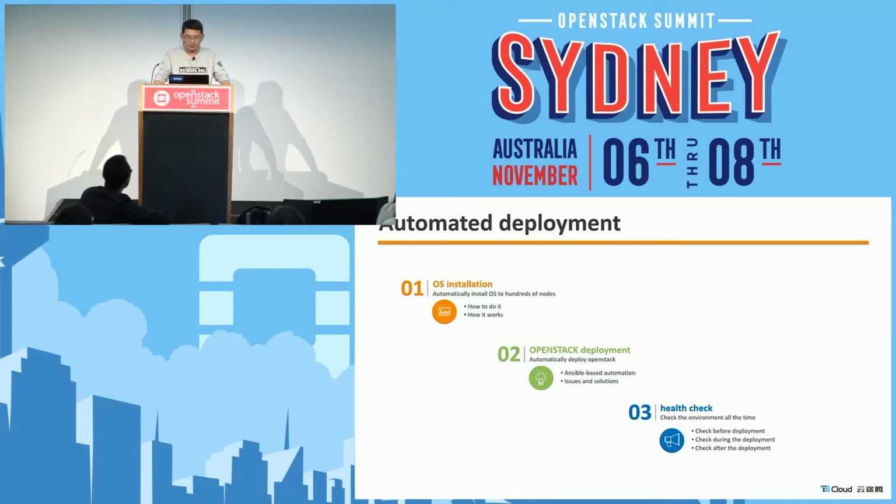So the automated deployment will cover 3 subsystems. In the OS installation subsystem, I will show you how we installed OS to 800 nodes. In the OpenStack deployment subsystem, I will show you how we use Ansible to deploy OpenStack quickly and accurately. In the health check subsystem, I will show you what are checked during the whole deployment process.